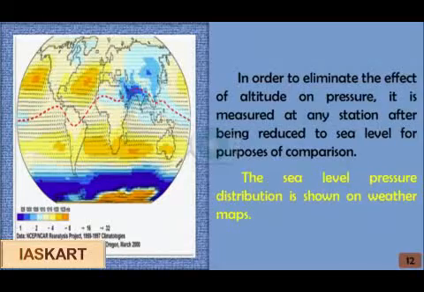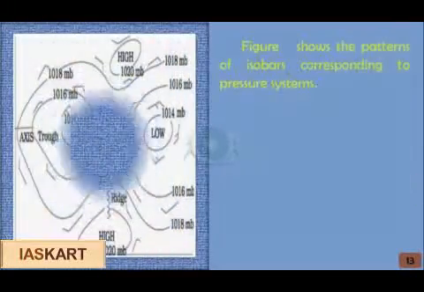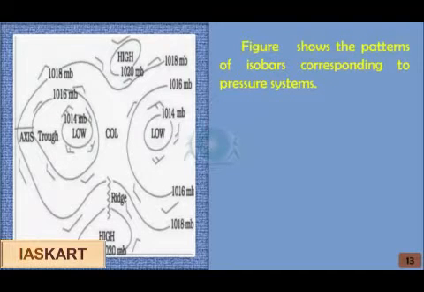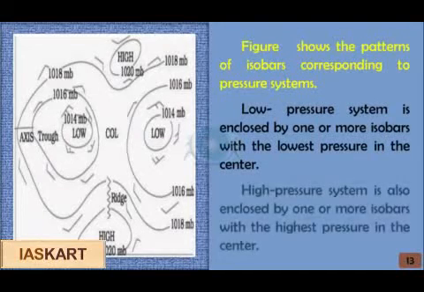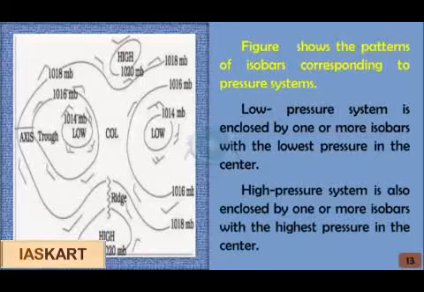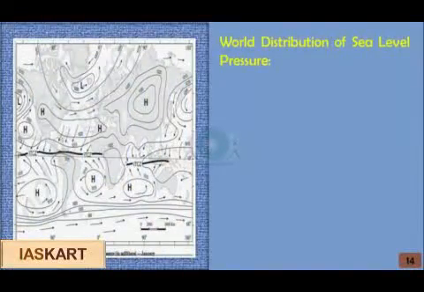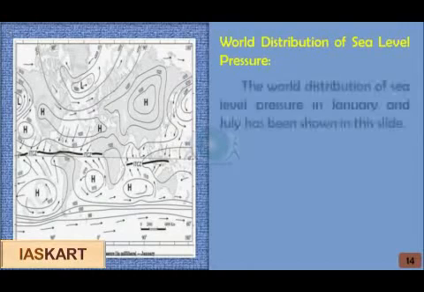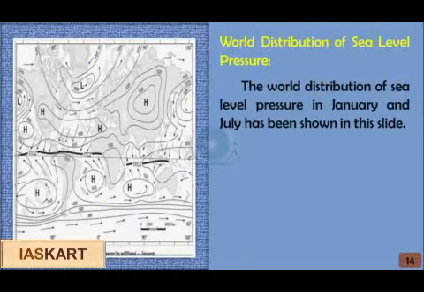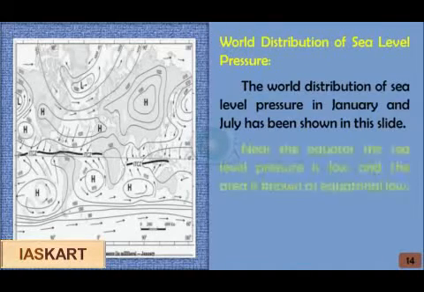The low pressure system is enclosed by one or more isobars with the lowest pressure in the center. High pressure system is also enclosed by one or more isobars with the highest pressure in the center. Now let us take a look at the world distribution of sea level pressure. The world distribution of sea level pressure in January and July is as follows.